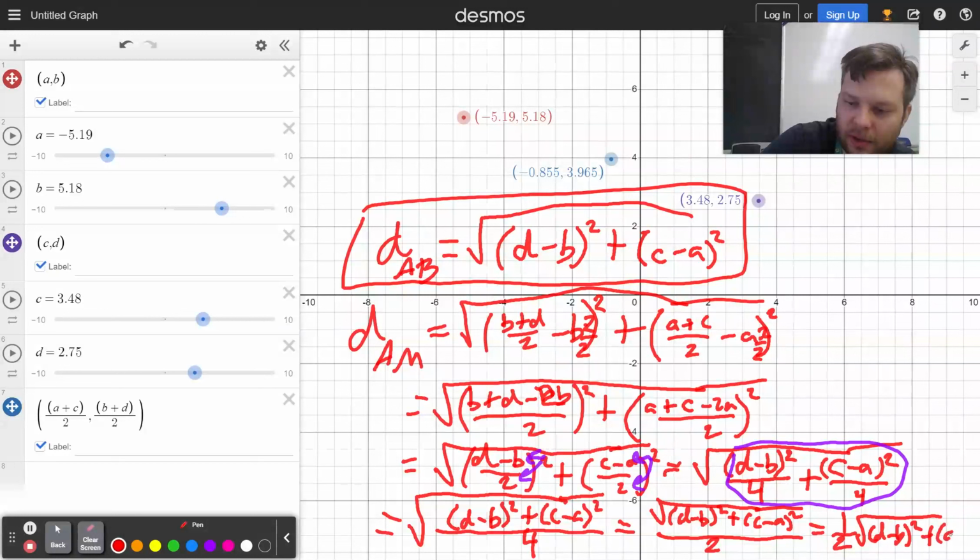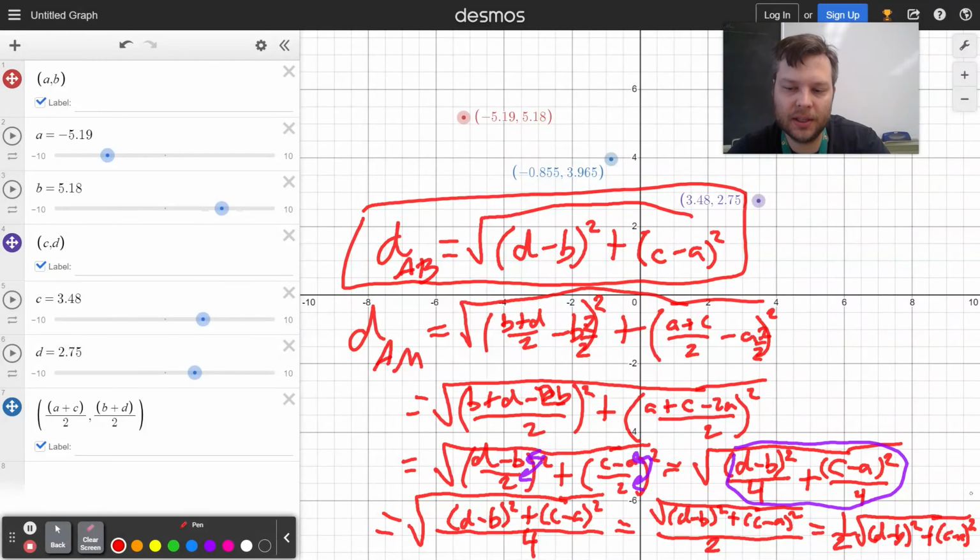And so in this video, I just wanted to show you a little bit of work with midpoint and distance, and show you that you can actually prove that the slope between the endpoints is the same as the slope between the midpoint and one of the endpoints, and that the distance between the endpoints is twice as big as the distance between an endpoint and the midpoint.